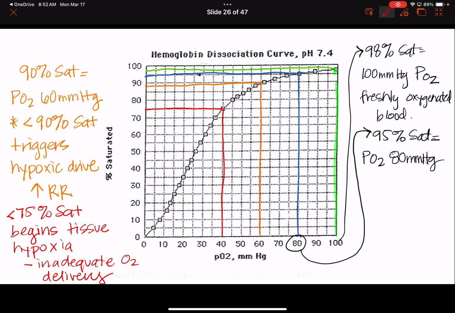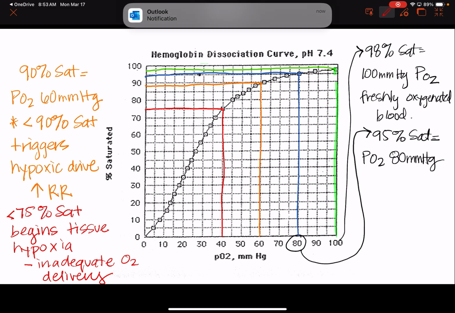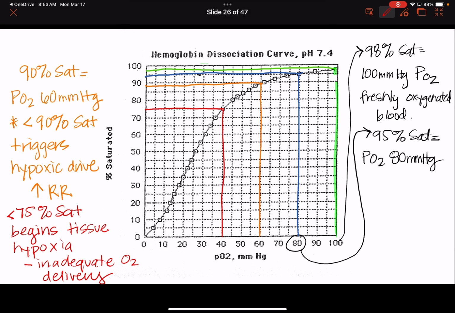So you need to make sure that you memorize all of those percent saturations and their corresponding partial pressures of oxygen. So 98% is what you should be at, which is your PO2 of 100, which is in freshly oxygenated blood. Your pulmonary veins will have a PO2 of 100, and you should be at 98% saturation. Those that live at high altitudes may only have a PO2 of 80, but that's okay because they're still at 95% saturation, which is more than enough to sustain them.